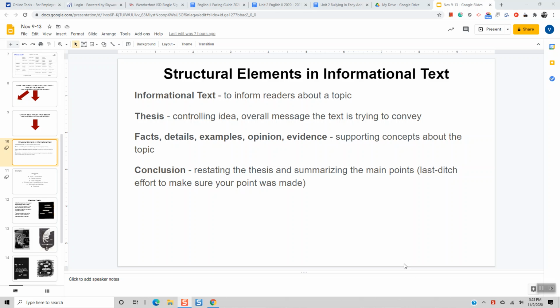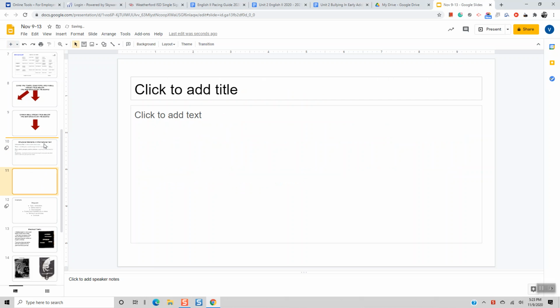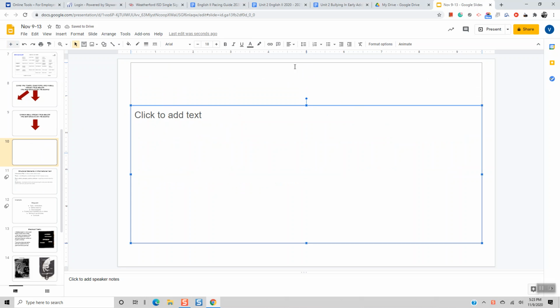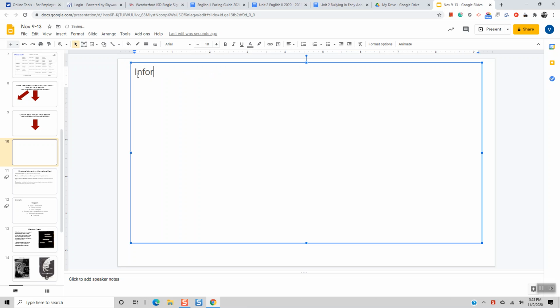So, anyway, what we are talking about today is structural elements in informational text. I just want to give you a little update on how this is going to be run. This is exactly what's going to happen. We're going to cover informational text, the structural elements of info text, and we're going to look at blackout poetry.